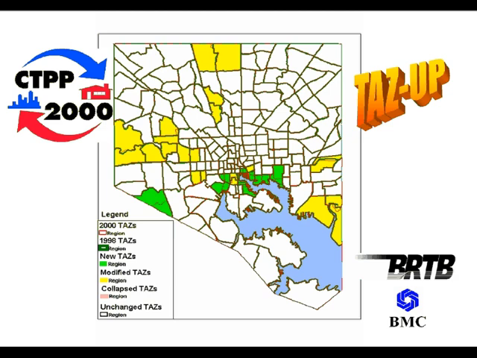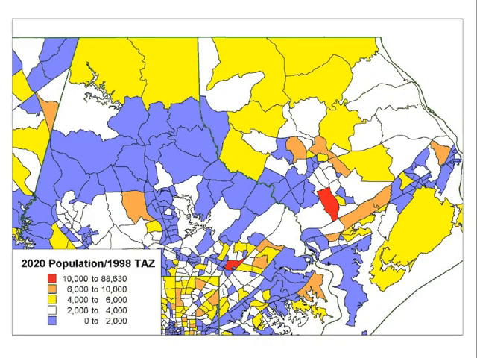BMC used 2,000 census block groups in a project sponsored by the Federal Highway Administration and the U.S. Census Bureau known as TAZ Up, or TAZ Update. The results of the effort were used to support the development of the 2000 Census Transportation Planning Package. BMC evaluated the TAZ boundaries based on population and employment forecasts for the year 2020.